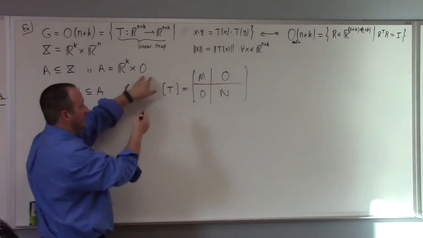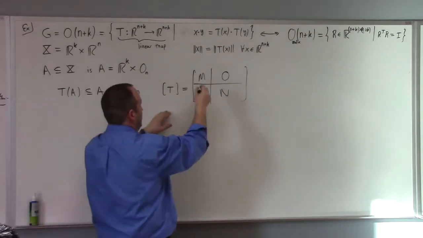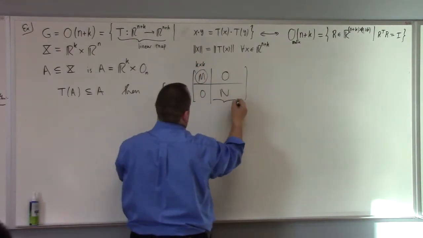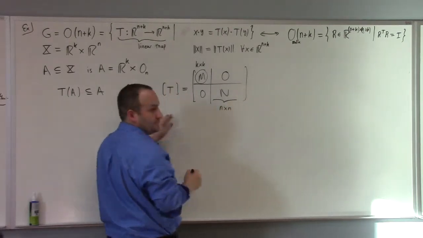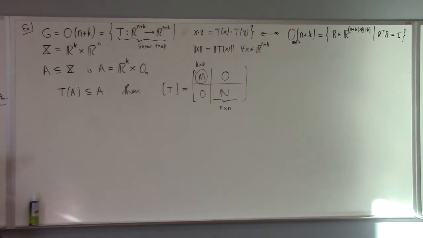I mean, this is the n component, right? So we're talking about this being like a k by k, and this over here would be n by n. In order for that standard matrix to be in O(n+k), that means that the m and the n respectively must themselves be orthogonal.